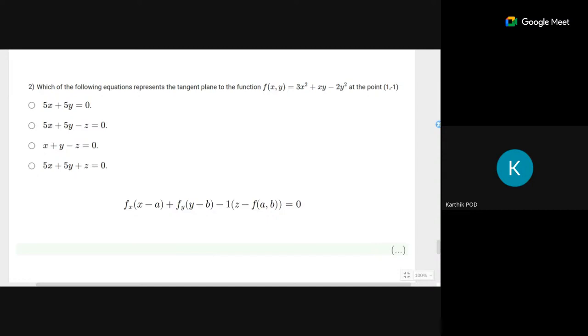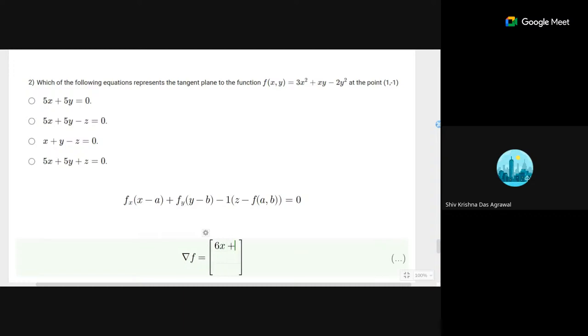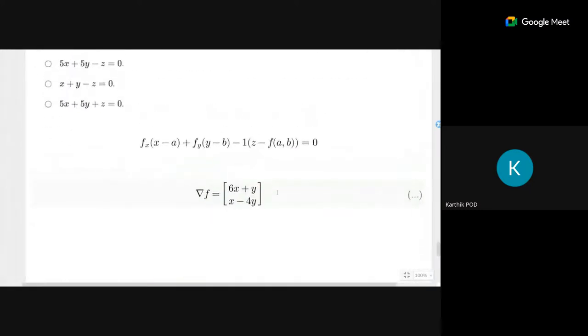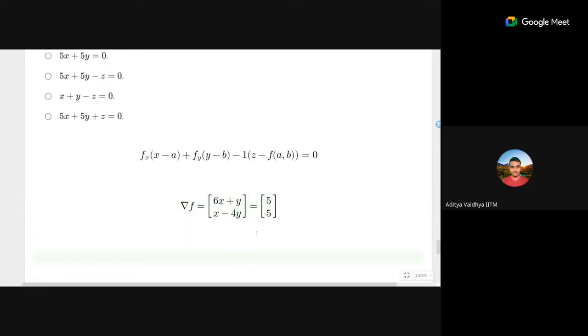At the point (1, -1), let's quickly compute. F is what here? 6x plus y. And 4y plus x minus 4y, sorry, this is x minus 4y, right? And at the point (1, -1), this will turn out to be 5 comma 5, is it? Yes. Okay, 5 comma 5. So you just plug this in. So 5 into (x minus 1) plus 5 into (y plus 1), because it's (1, -1), minus (z minus f(a, b)).